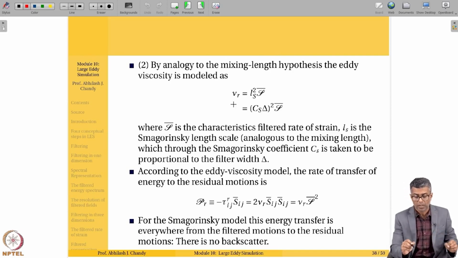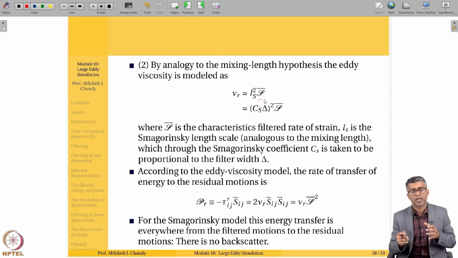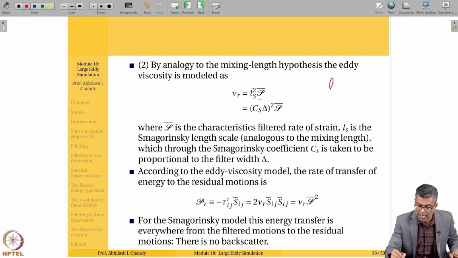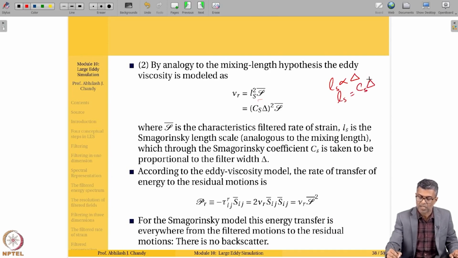Fine. Now the more specific assumption is that nu r is equal to, using the mixing length hypothesis, the square of some mixing length, which we call Ls, squared, times the characteristic rate of strain, S bar. And this mixing length we say is proportional to the filter width. So Ls is equal to Cs times delta. Cs is the Smagorinsky coefficient.